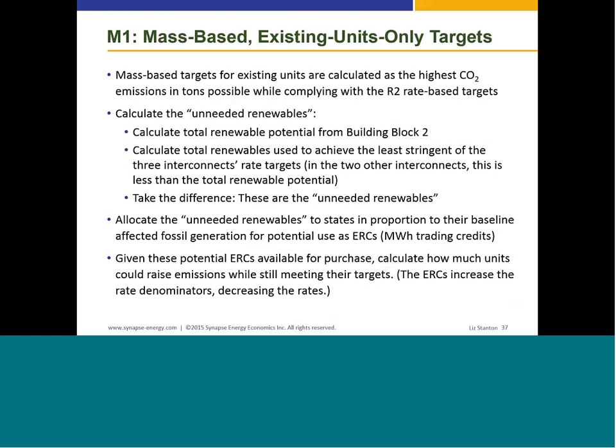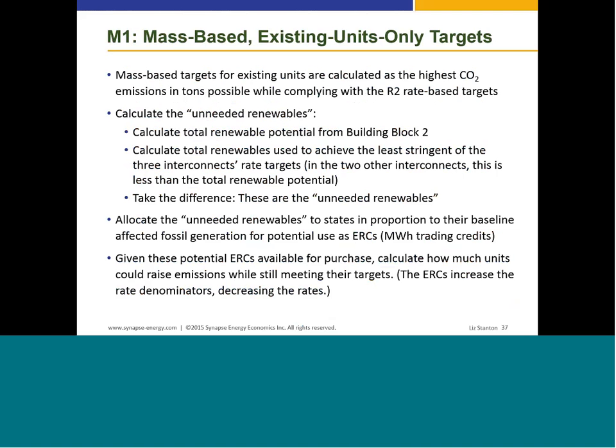Here's the short version. Mass-based targets for existing units are calculated as the highest CO2 emissions in tons possible while complying with the R2 rate-based target. That's what EPA is doing. They're figuring out, if a state picked R2 as its compliance path, what's the most that it could possibly emit and still be in compliance? They take that number and make it the ton-based limit. That's the shortest version of it.